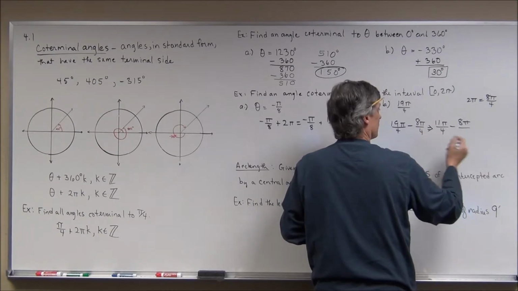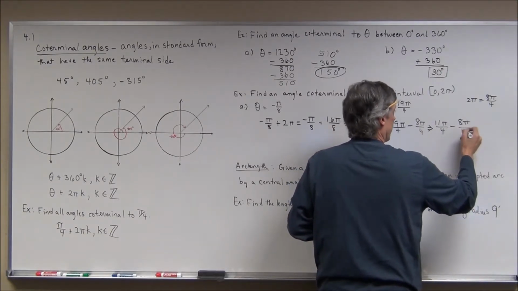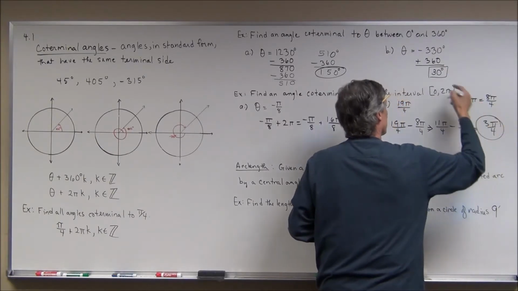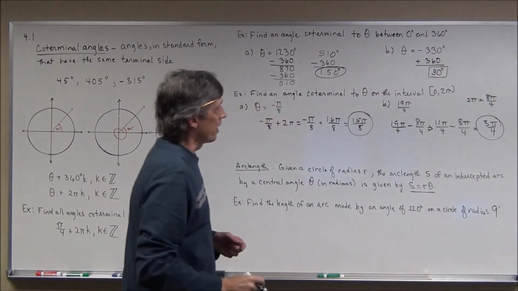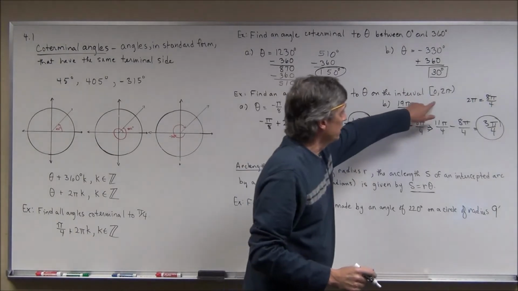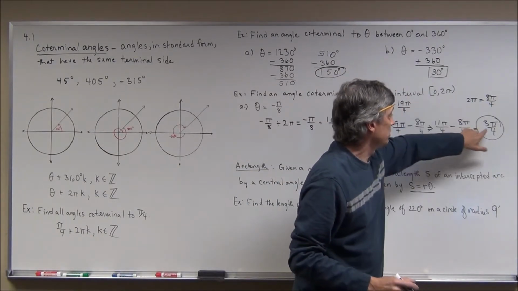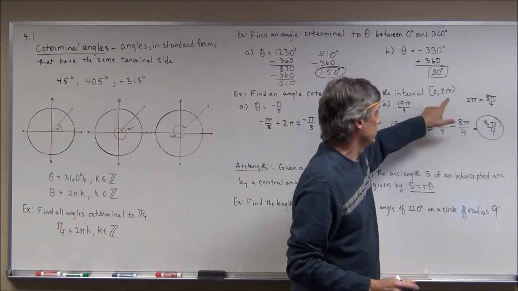Actually, maybe I should put an arrow instead of equals. And that would give me 3 pi over 4, and that guy is certainly within the 0 to 2 pi limitation there. Again, you can tell it's between 0 and 2 pi. First off, it's positive, so it's bigger than 0, and 3 divided by 4 is less than 2.